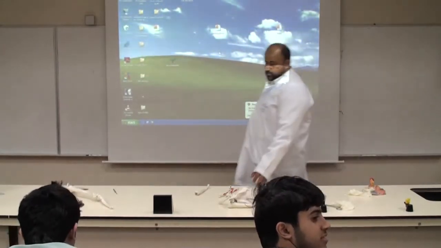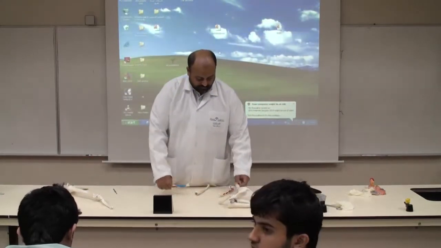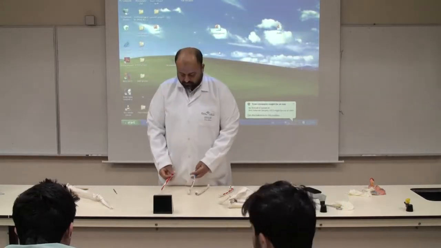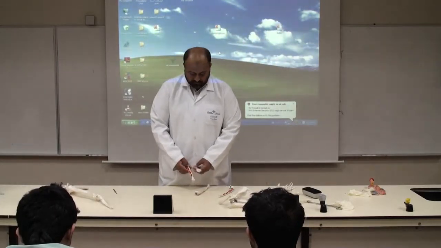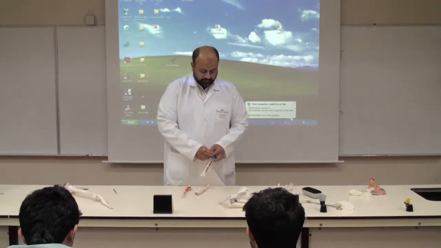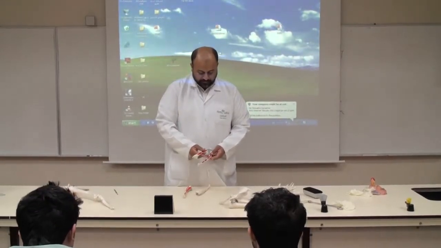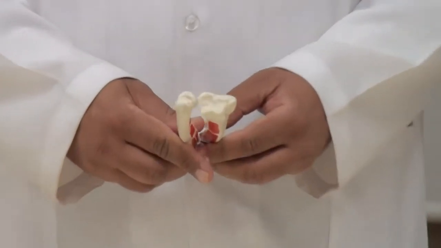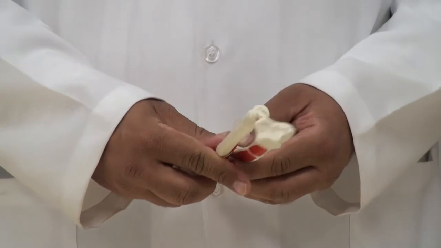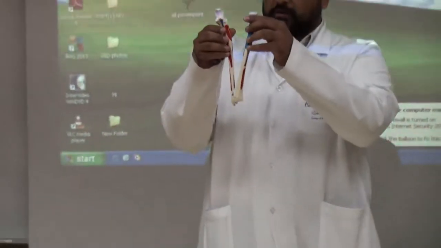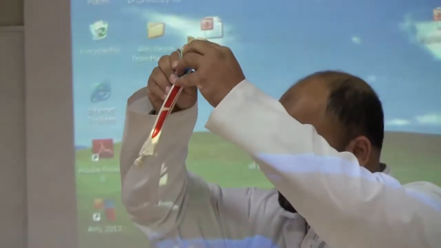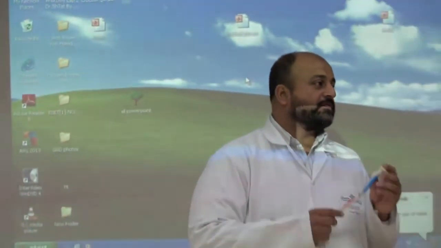Now, first coming towards the radius. The radius bone is the most lateral bone of the forearm and shorter as compared to the ulna. Okay? It is short as compared to the ulna. It is the bone of the lateral aspect of the forearm.